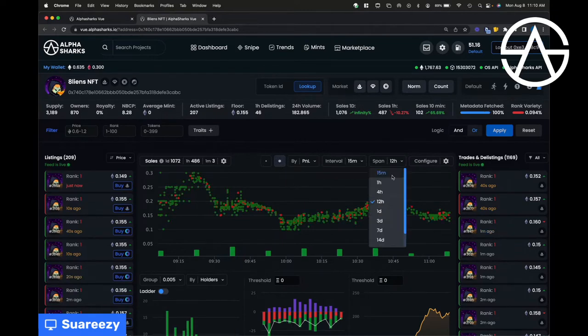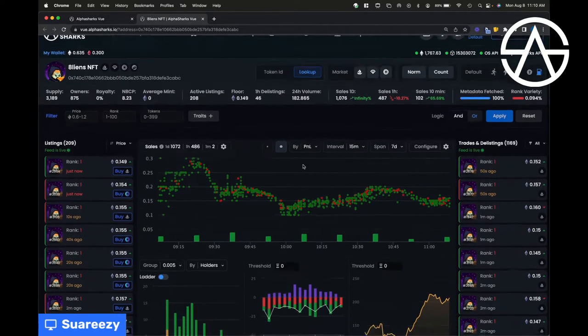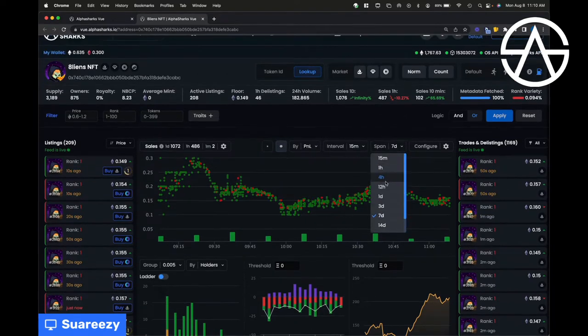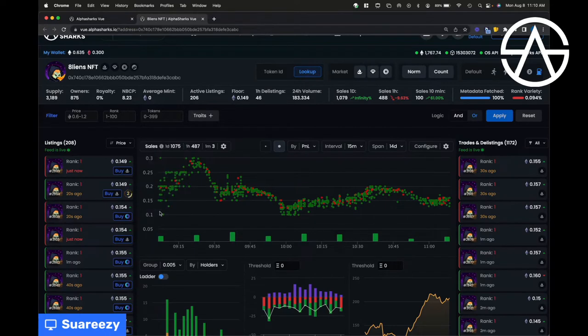Alright, so let's change this. What I'm doing here is changing how I'm viewing the chart itself. Initially it was on, I think, 12 hours. If a chart hasn't traded on the time frame that you're putting in, it'll just go back as far as the data has been provided, up to 3,000 transactions here.